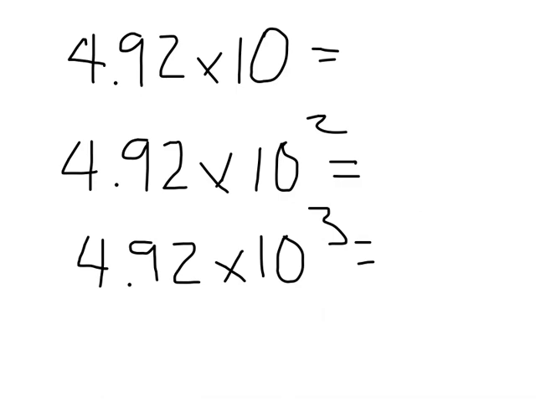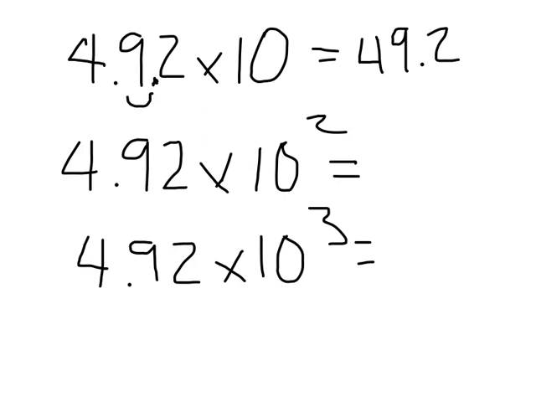Now let's do some multiplication by powers of 10. When I multiply 4 and 92 hundredths times 10, what do I need to do to the decimal? I need to move the decimal one time to the right to increase the place value once. So what is the result of 4 and 92 hundredths times 10? The result is 49 and 2/10. I move the decimal once to the right to show place value increasing once.